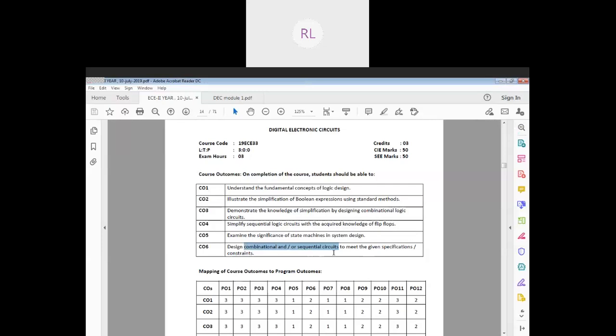Then you'll be able to design combinational and sequential circuits. Now, can someone tell me the difference between these two? I think you would have studied this extensively, the differences between combinational and sequential circuits, right? So can someone respond? I want you all to be a part of my discussion. What is the difference between combinational and sequential circuit? Anybody can unmute and respond.